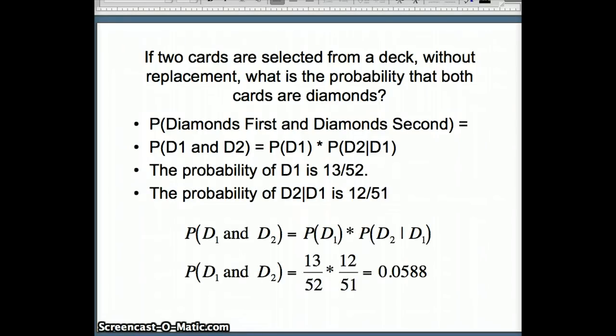Putting those together, what do we get? We get 13 out of 52 times 12 out of 51. So knowing we had a diamond on the first, 13 diamonds out of 52, but now there's one diamond missing. We're doing this without replacement. There are only 12 diamonds left. Out of how many cards left? Again, one card is missing out of our 52, so we now have 12 out of 51. 13 out of 52 times 12 out of 51. The probability of diamonds on the first two draws, 0.0588.